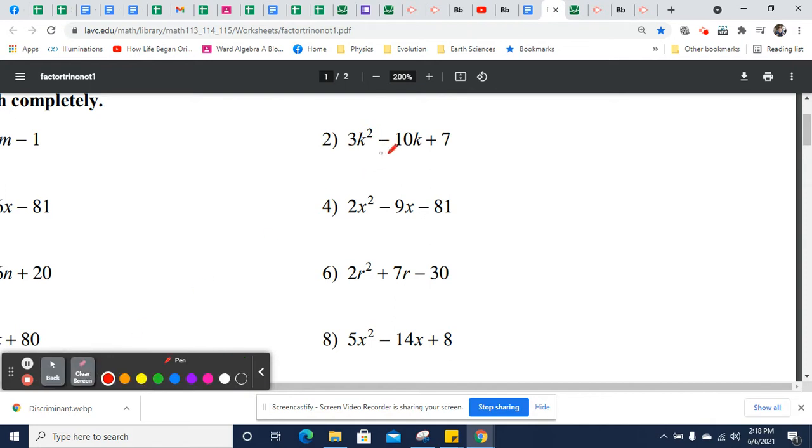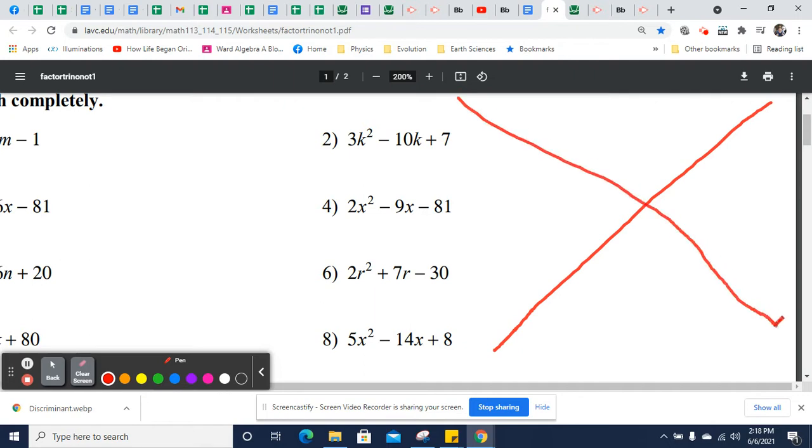So the first one, 3k squared minus 10k plus 7. Now, there are a variety of methods. I'm just going to use one method so I don't complicate it too much. I'm going to take the 7 and the 3 and multiply them up here. So that equals 21. And I need two factors of 21 that add up to negative 10.